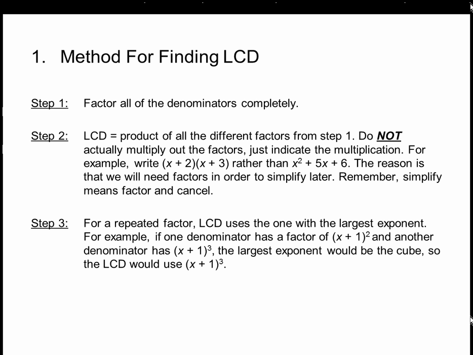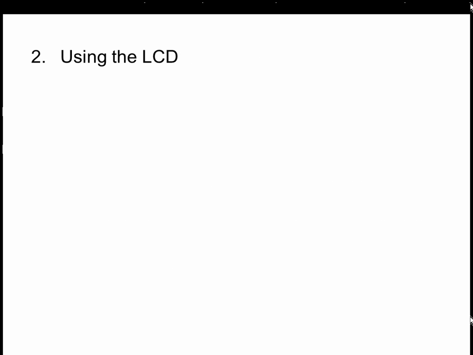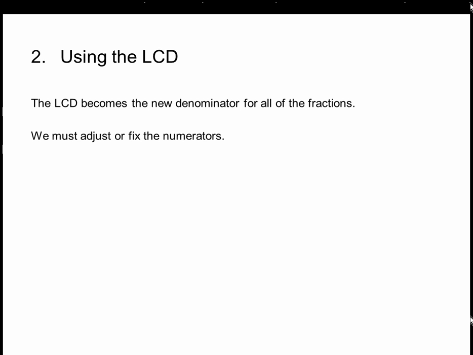Now, if you've gone to all the trouble to find it, what do you do with it? So, using the LCD. The LCD becomes a new denominator for all the fractions. Okay, so it's like all of your old fractions will be written as something over the lowest common denominator. We must adjust or fix the numerator.